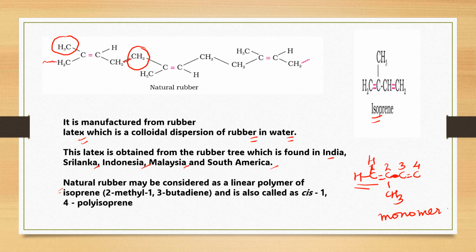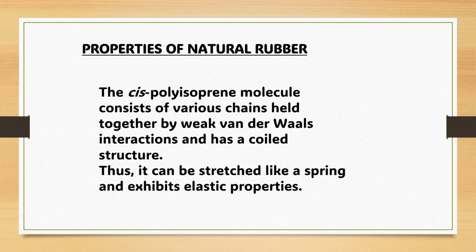Now we have to discuss some properties of the natural rubber. The cis polyisoprene molecule consists of various chains held together by weak van der Waals interactions and has a coiled structure. Therefore, it can be stretched like a spring and exhibits elastic properties. So, next we have to study vulcanization of rubber.